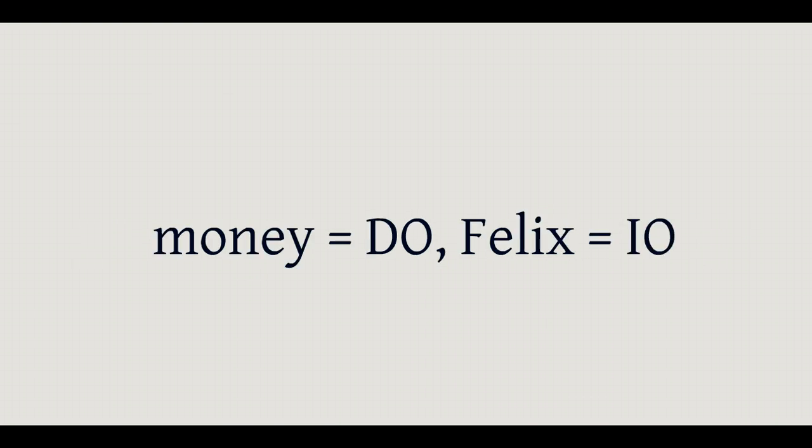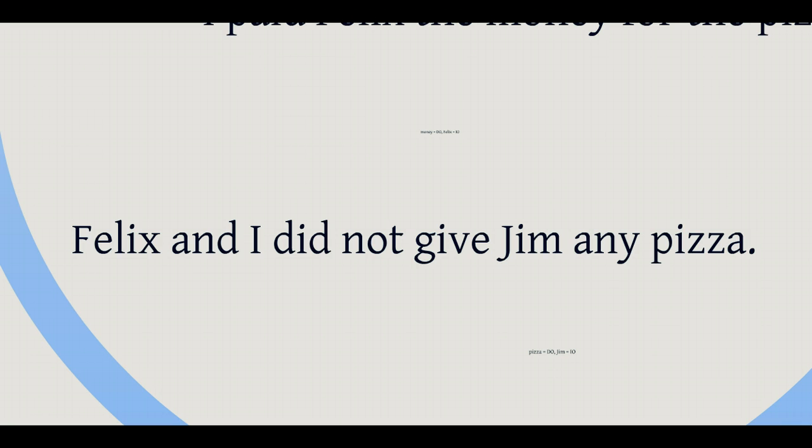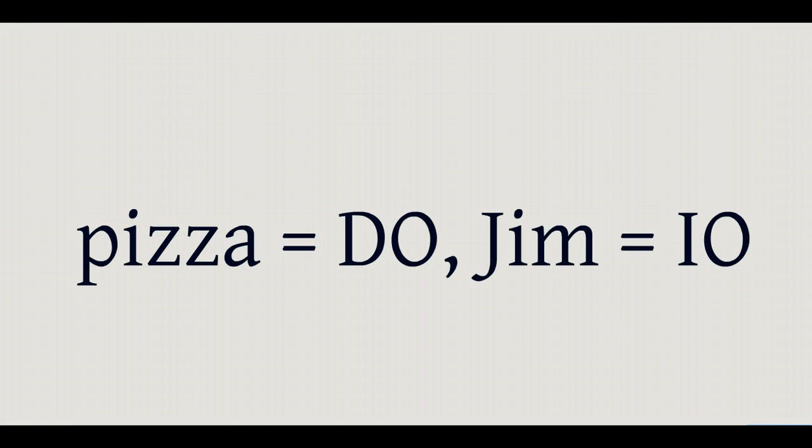Let's try one more sentence. Felix and I did not give Jim any pizza. Okay. Give what? To whom? You should have written down pizza as the direct object and Jim as the indirect object. And that's all there is to it, to verb complement. So we will continue to practice with this week and kind of wrap up that second part of the complete thought sentence.